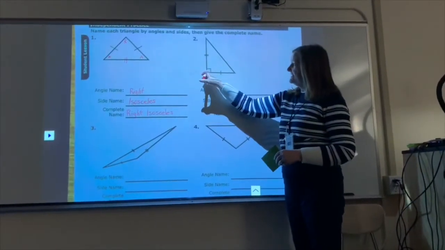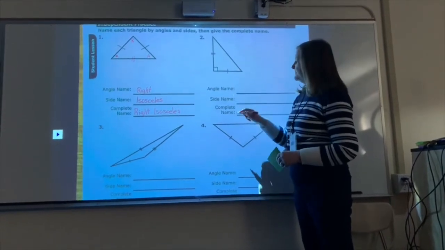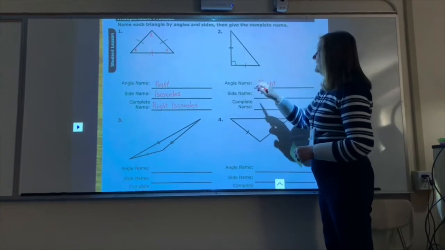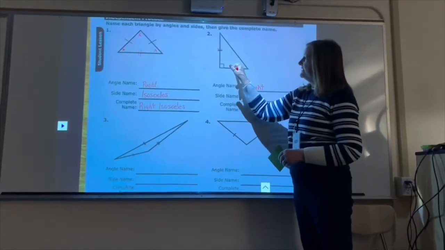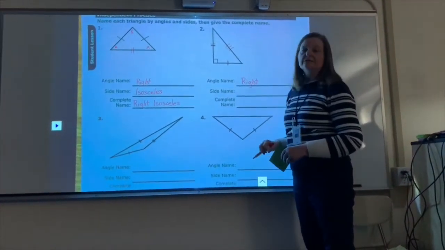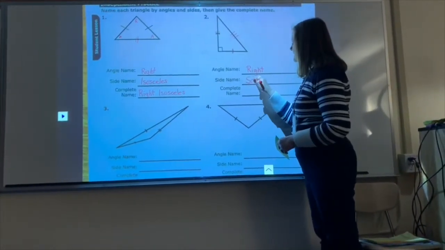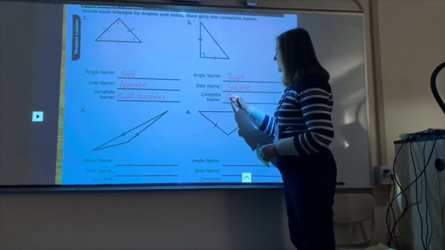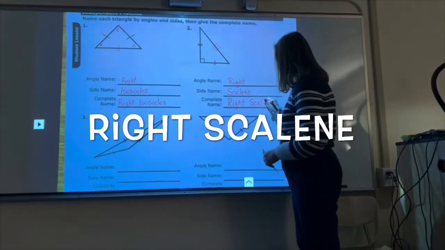This one right here. Let's look at the angle. This has a right angle here. And we know since this one is right, the other 2 have to be acute. So our angle name is right. This has 1 line, this one has 2, so that means those are different. If those 2 are different, this one automatically is going to be different. And when all 3 of them are different, it is called a scalene. So the complete name would be right scalene.